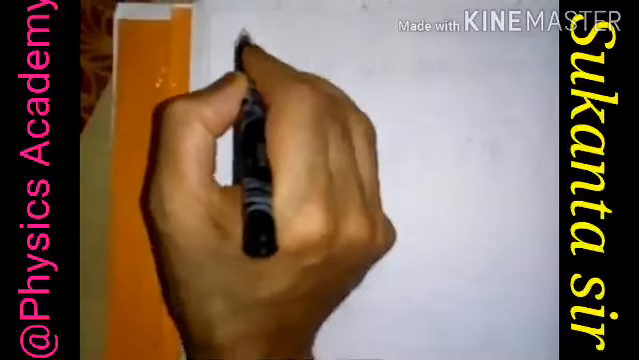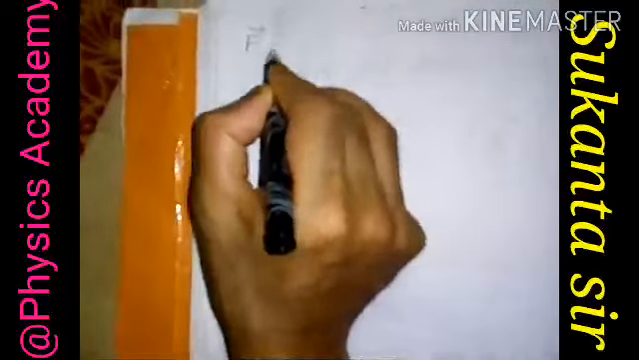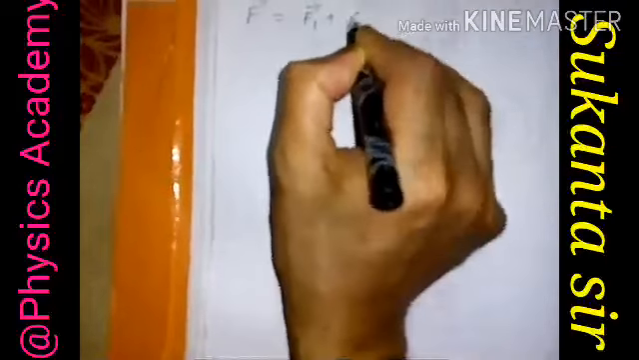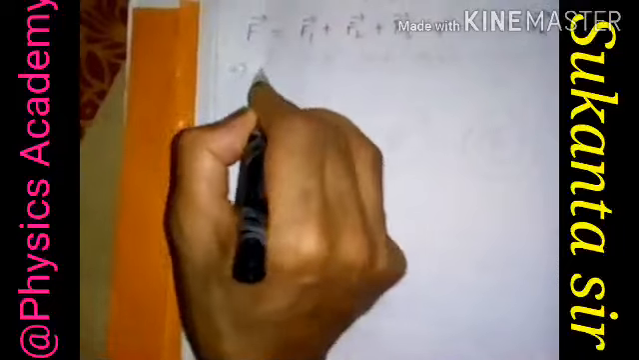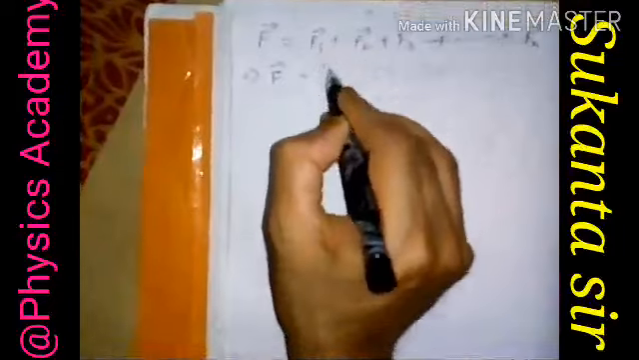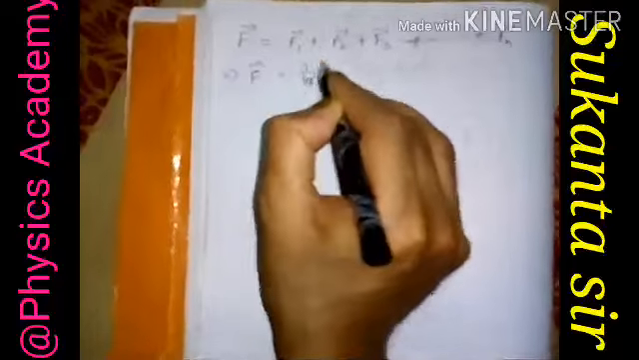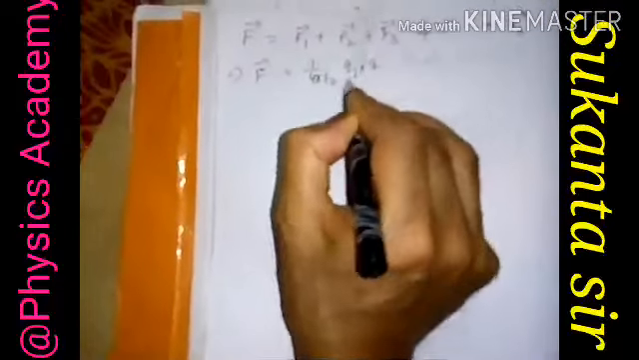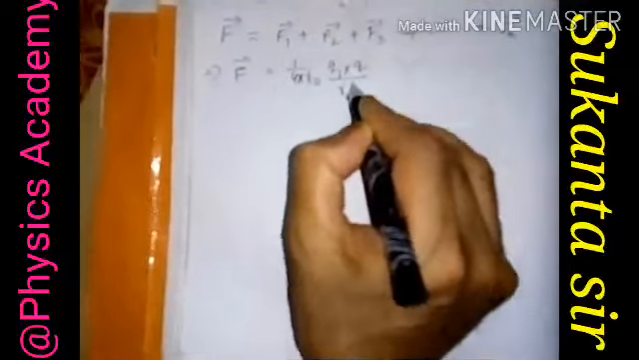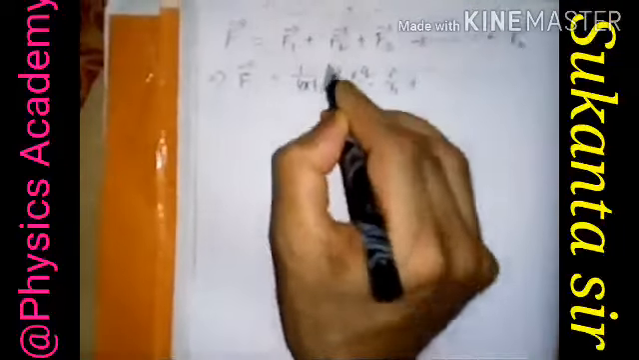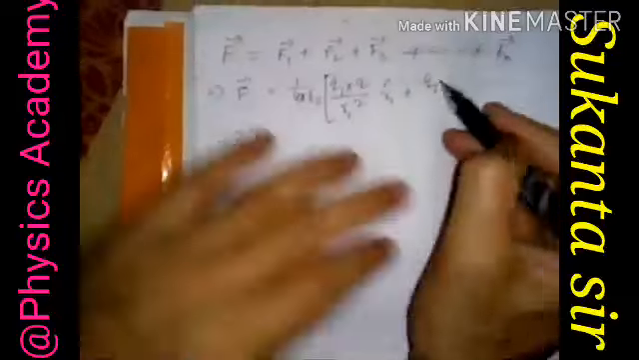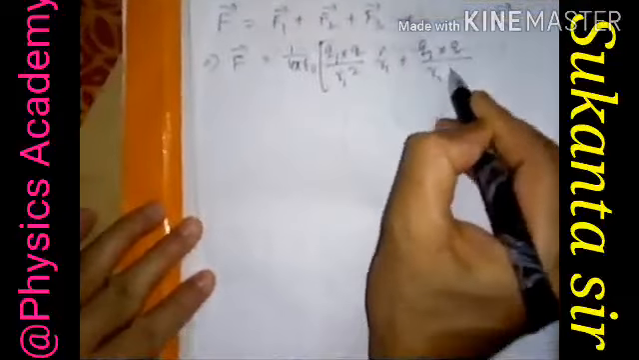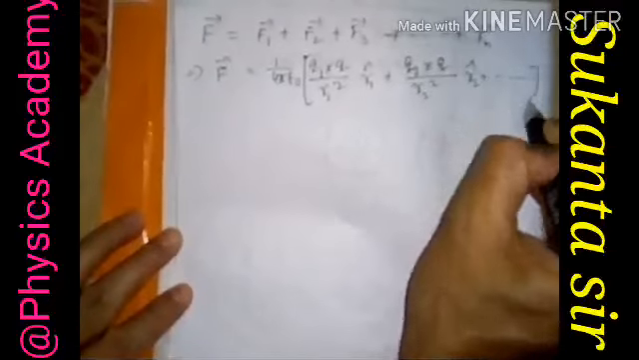Therefore, the total force on the charge q will be the vector sum of all the forces: f1 vector plus f2 vector plus f3 vector plus dot dot dot plus fn vector. Then f vector equal to 1 by 4 pi epsilon naught, q1 into q divided by r1 square into r1 cap plus q2 into q divided by r2 square into r2 cap plus dot dot dot.